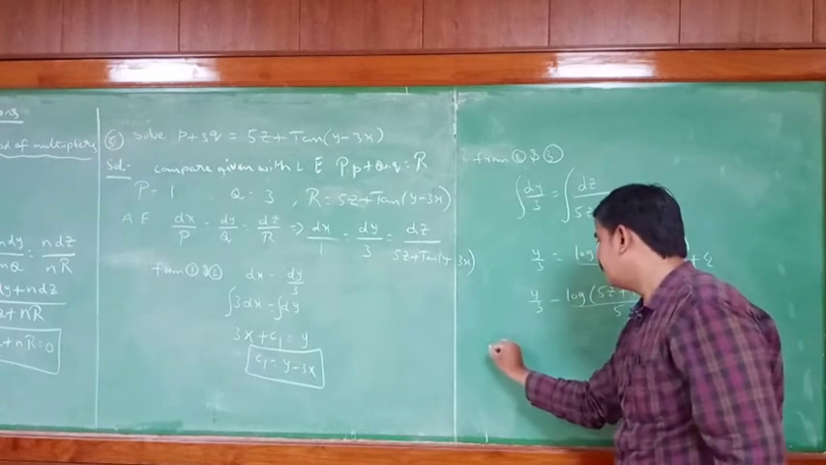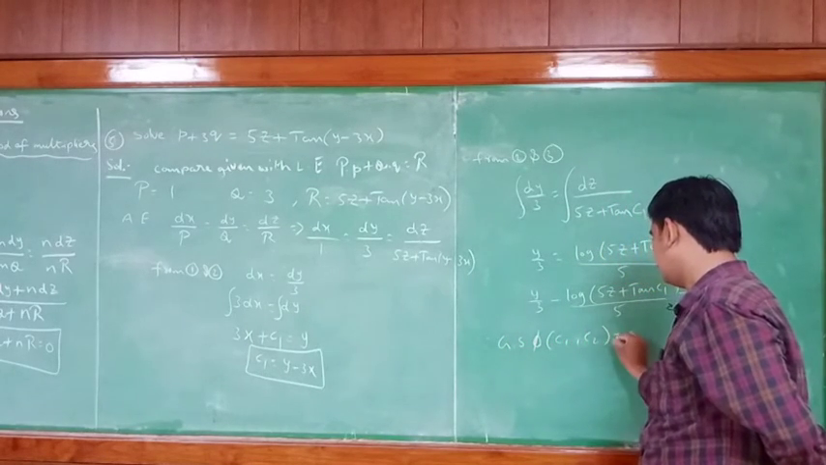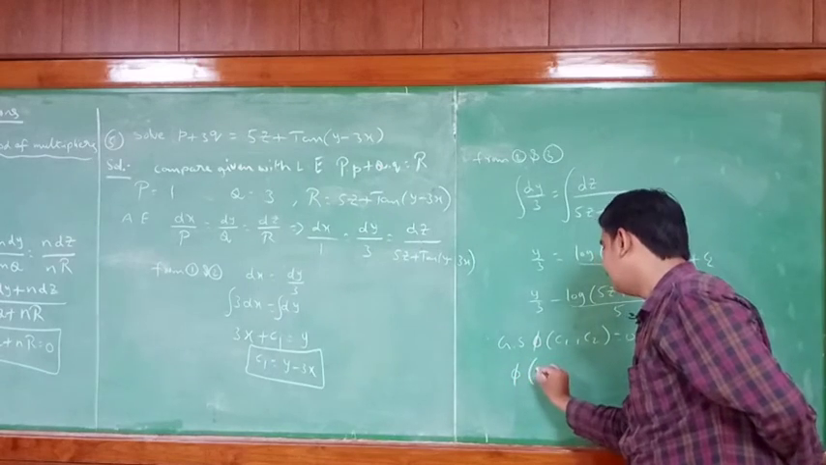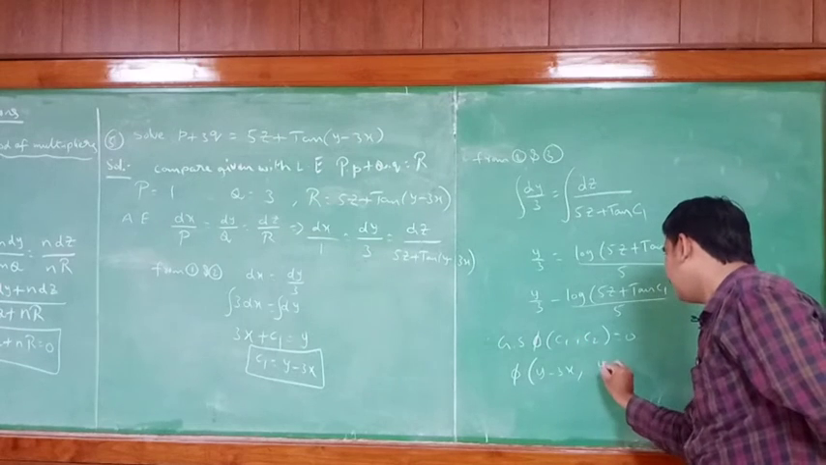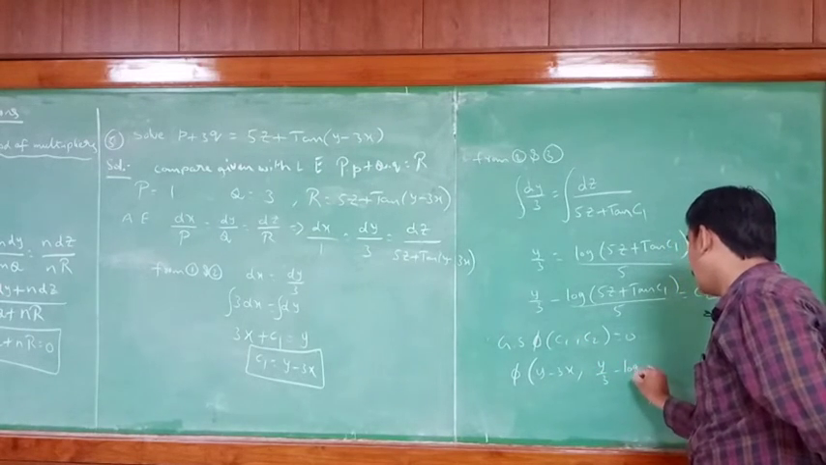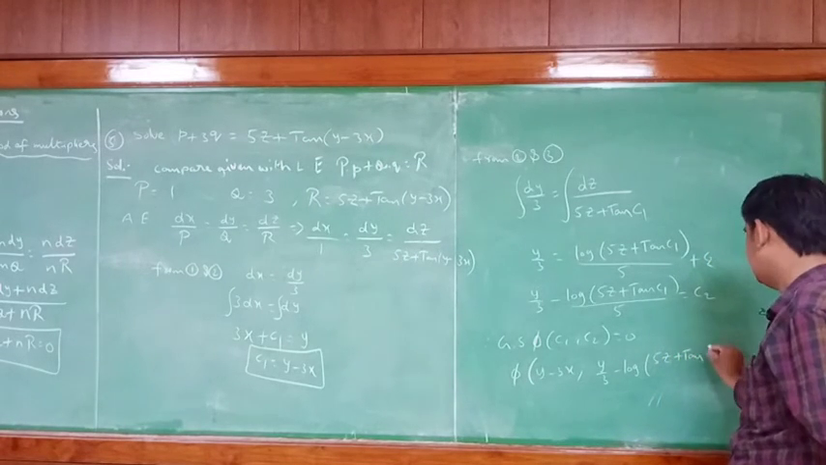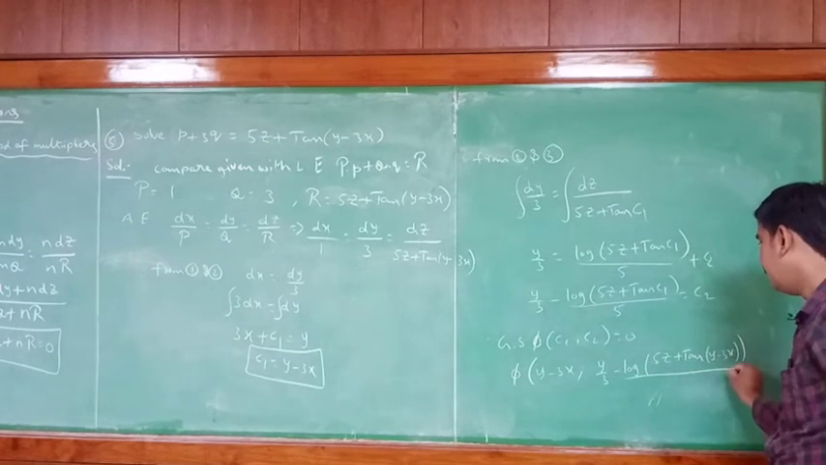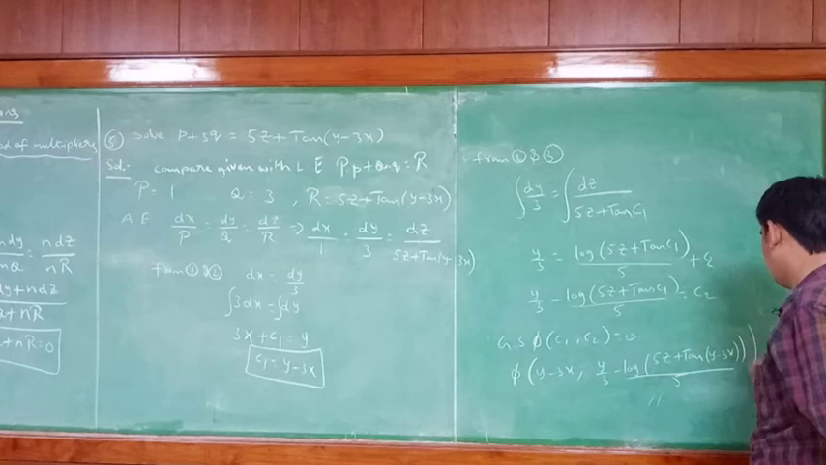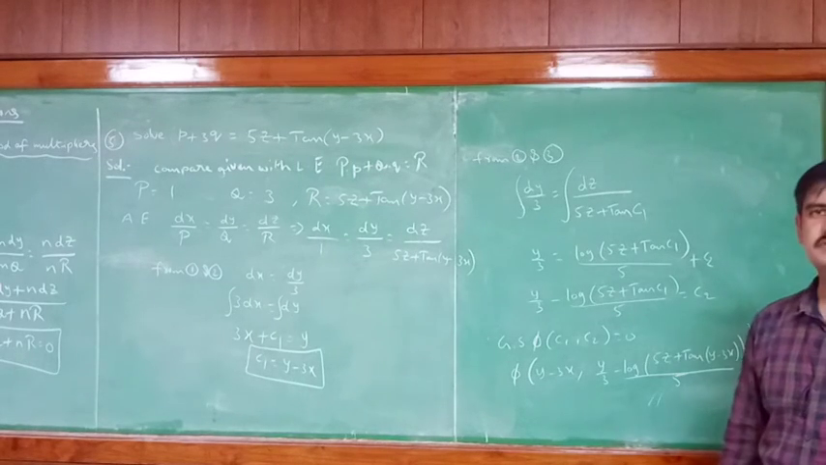Therefore I got c1 and c2. The general solution is phi of c1 comma c2 is equal to 0. What is my c1? I got y minus 3x. What is my c2? I got y by 3 minus log of 5z plus tan of c1. What is c1? y minus 3x, whole divided by 5, equal to 0. That's it. Like this you have to solve this problem. Based on this we complete this session.